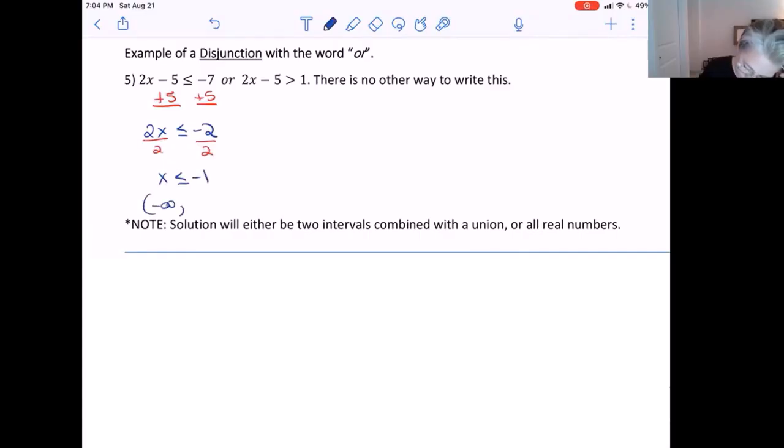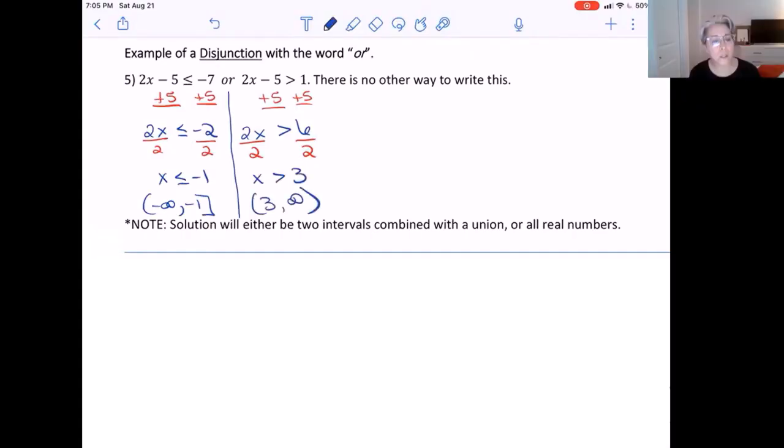Writing that in interval notation, we get -infinity to -1 with a bracket at -1. Now let's work with the second inequality. We would need to add 5 to both sides. This would give us 2x > 6. Divide by the coefficient of 2, we get x > 3. That means anything higher than 3 would work, just 3 is not included.